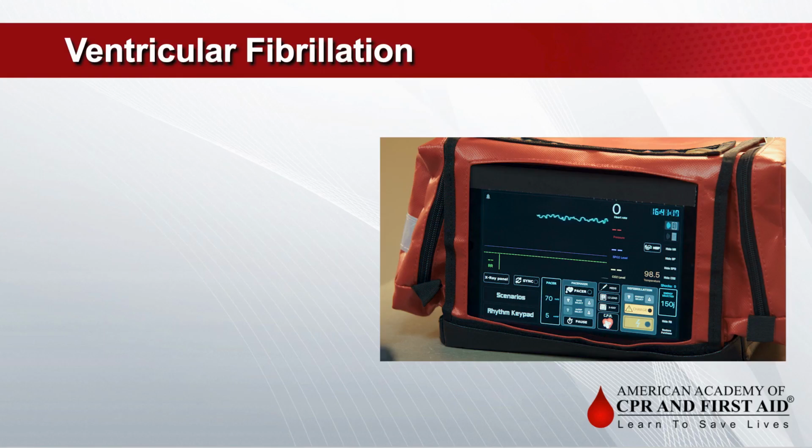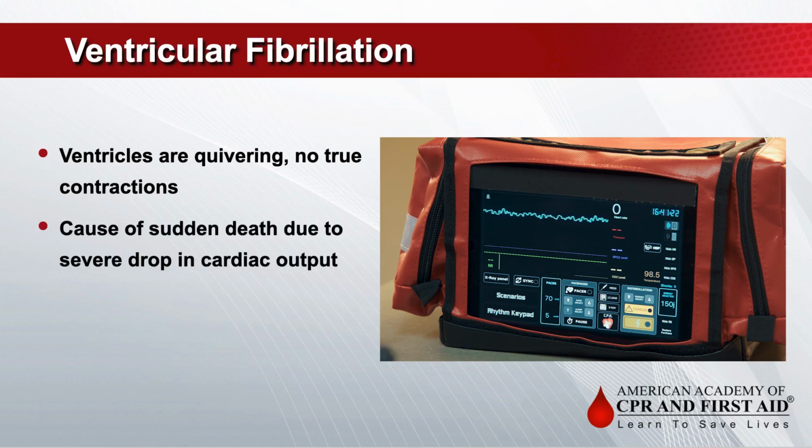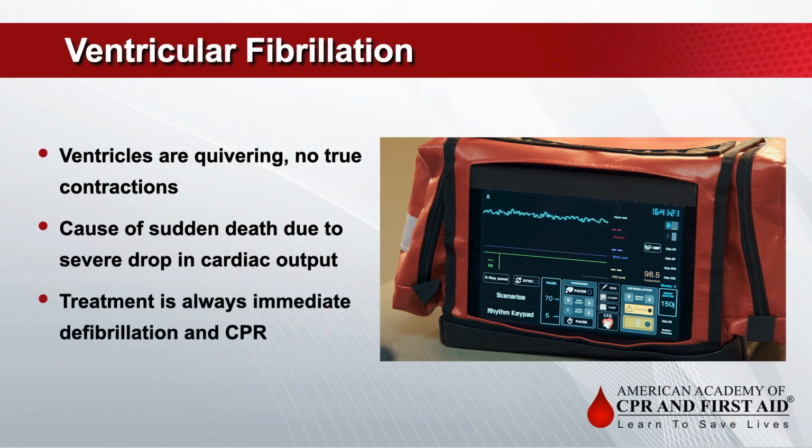Another life-threatening rhythm includes ventricular fibrillation. Just like in atrial fibrillation, the ventricles are quivering instead of producing true contractions. Because the purpose of the ventricles is to push blood throughout the body, VFib is a deadly arrhythmia. In fact, VFib is a common cause of sudden death due to the severe drop in cardiac output. VFib may be classified as either fine or coarse, but the classification has little bearing on the treatment, which is always immediate defibrillation and CPR.